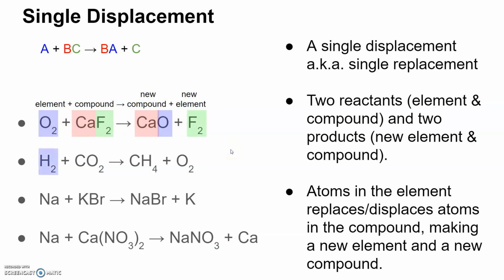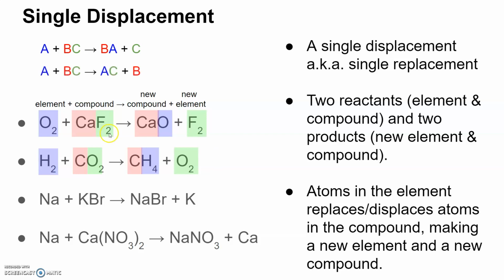We can see something similar here with H2 and CO2 reacting together. So here the hydrogen displaces the oxygen, and you form a new compound, methane, and you get a new element, oxygen.